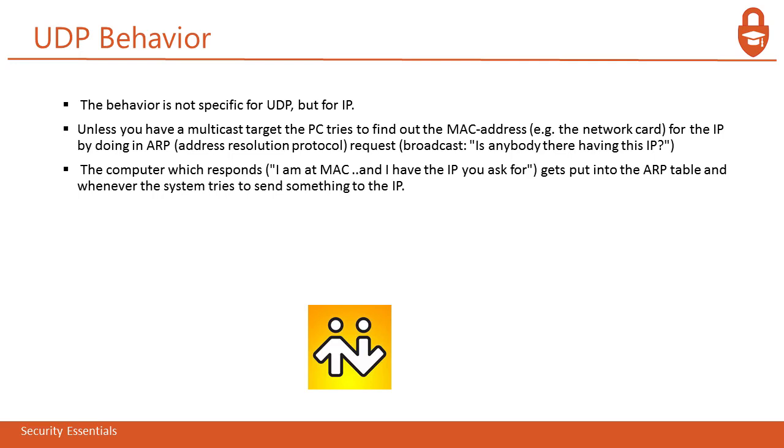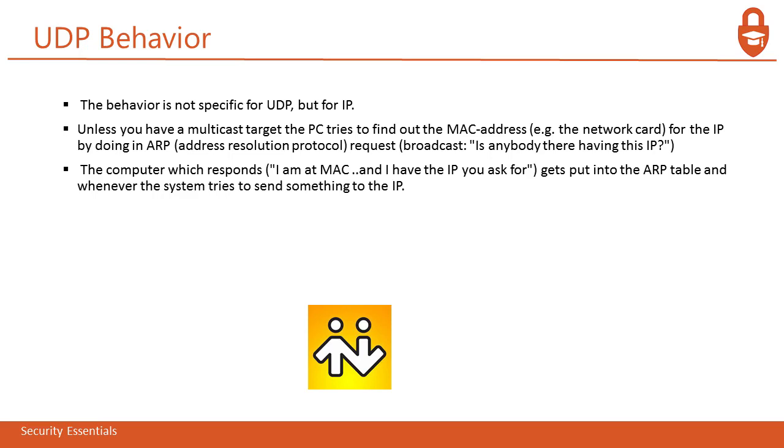So the way UDP works, it works on an ARP protocol. ARP is Address Resolution Protocol, which converts MAC to IP. And then RARP, Reverse Address Resolution Protocol, converts IP to MAC. So UDP works on ARP, and it broadcasts the packet to simply ask if anybody has a certain IP address. Now the computer which responds, I am at this MAC and I have the IP you asked for, gets put into the ARP table whenever the system tries to send something to the IP.